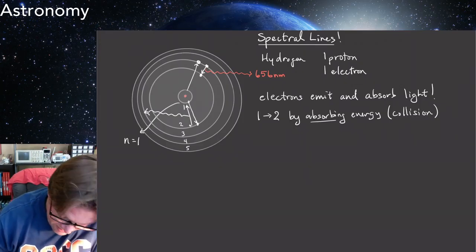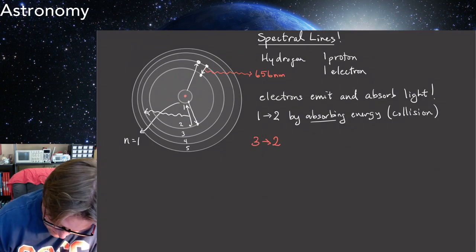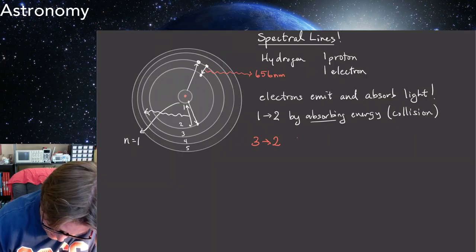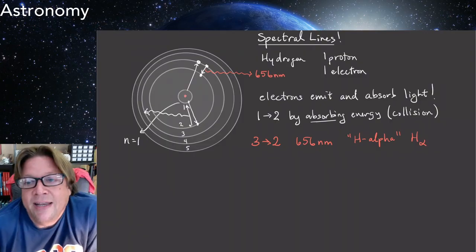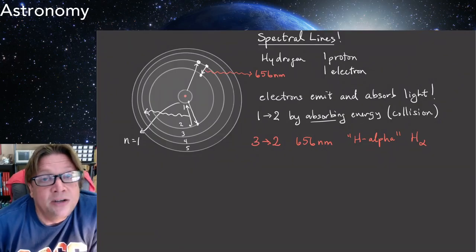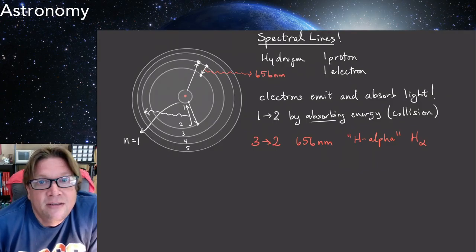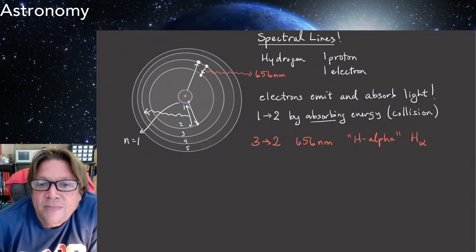This has a nickname. This is the transition from 3 to 2. This is 656 nanometers, and this is called H alpha. And sometimes you'll see it written like that, H with a little Greek letter alpha after it. It's just a nickname because a long time ago they didn't know what was causing it, and they knew it was coming from hydrogen, and it's the brightest line coming from hydrogen, so they just called it H alpha. Okay. That's from 3 to 2.